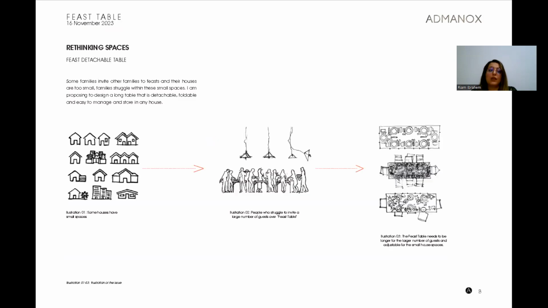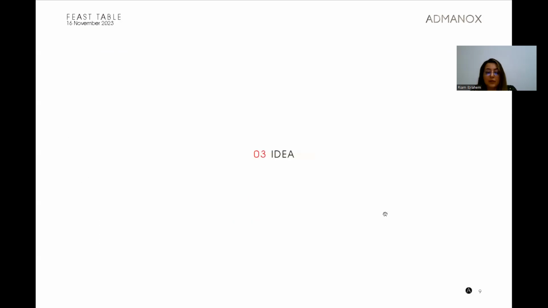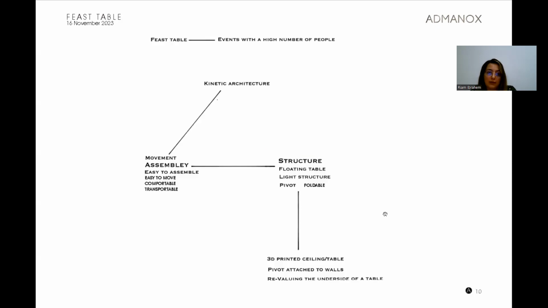So what's the issue? The issue is about rethinking spaces for people who gather and invite a large number of guests around, and they don't have enough space in their houses to welcome those people on a meal. So this diagram literally illustrates the idea. And this is where feast table came from.